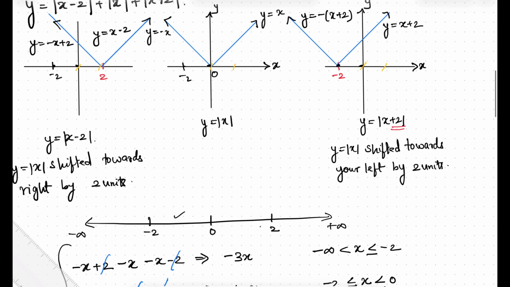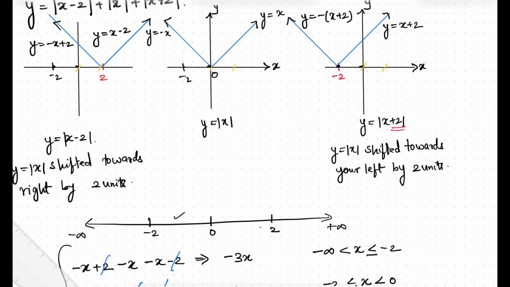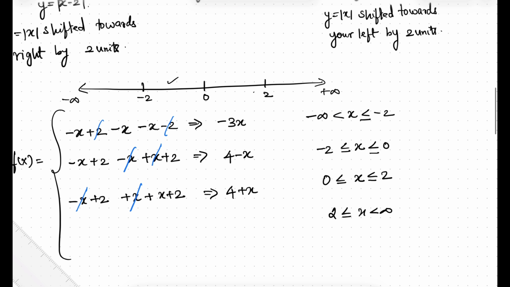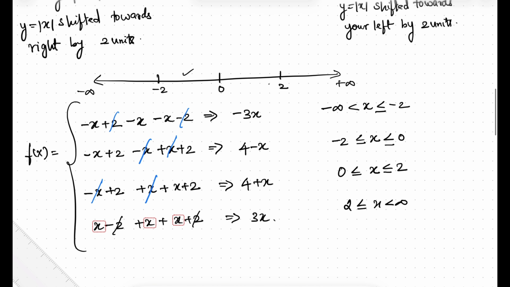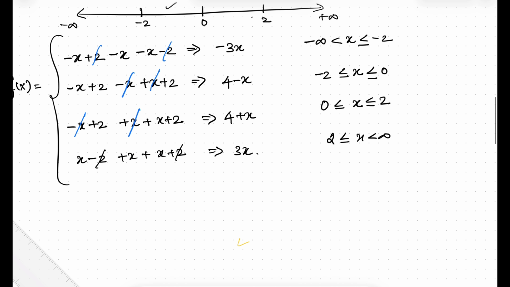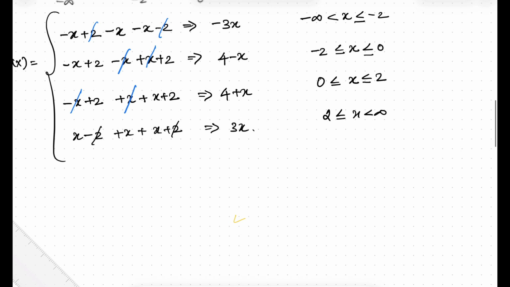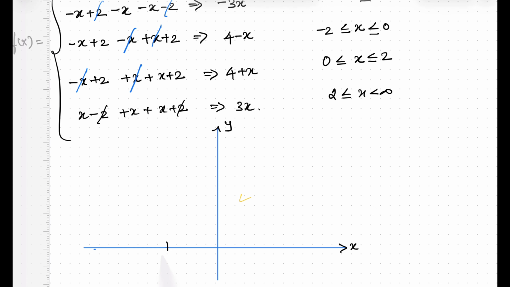In your final piece, all the graphs are taking the right side of the v. The right side of the v is taking part, right? So x minus 2 plus x plus x plus 2, you will be having 3x over here. So this is your final function, and it is enough to draw the graph of this. Let me have this to be minus 2, plus 2 and then 0.